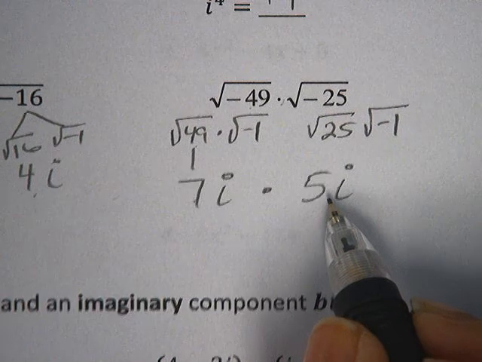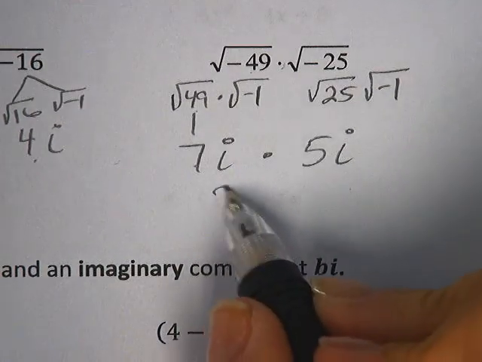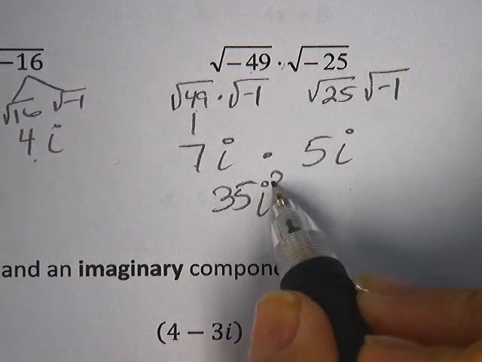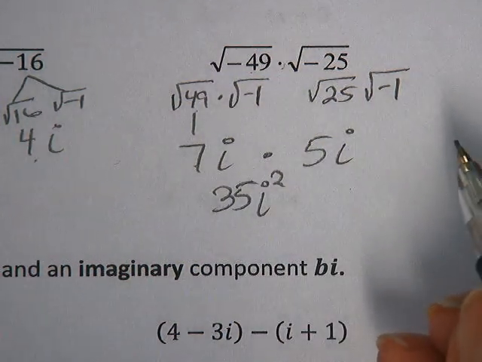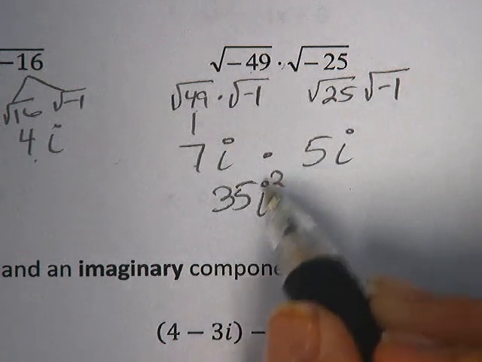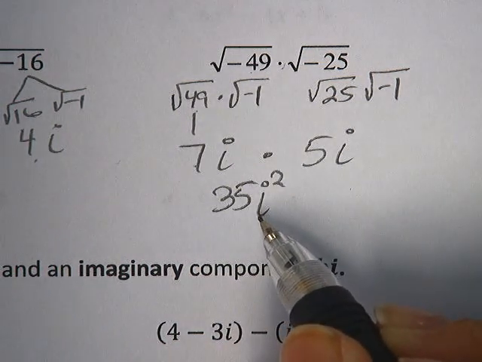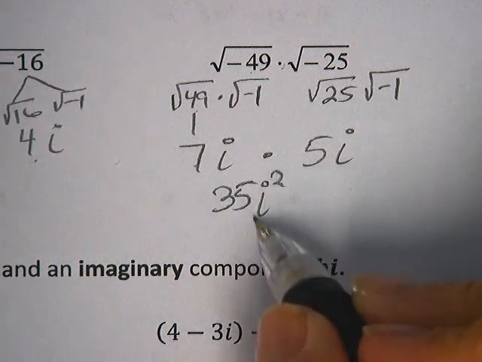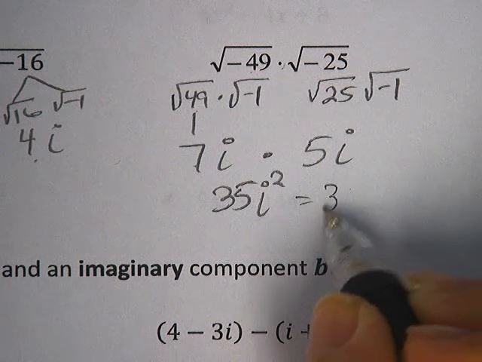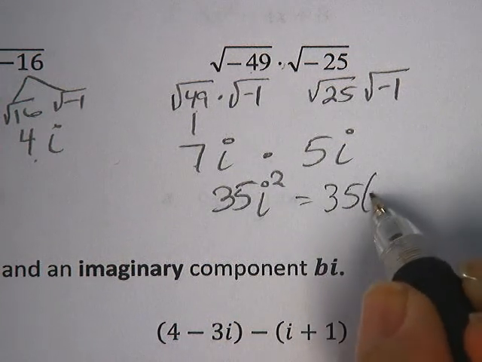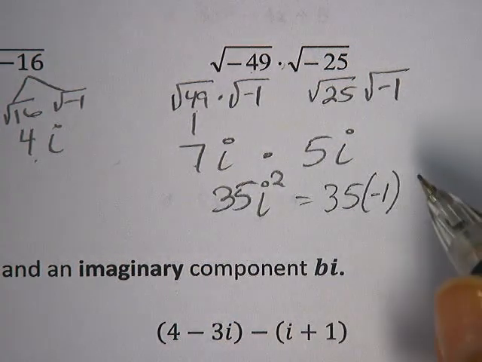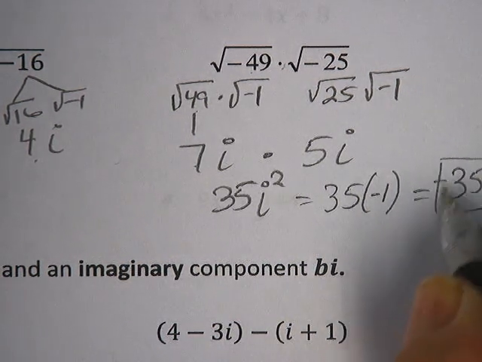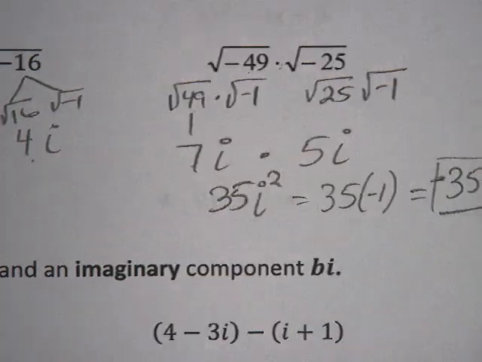So now we multiply these guys together. The 7 times the 5 is 35. i times i is i squared, just like with x's. However, the difference here is when we've got this i squared, we already defined it to be equal to -1. So we're going to replace this. So instead of 35 times i squared, it's 35 multiplied by -1, which is -35. So our answer is negative 35.